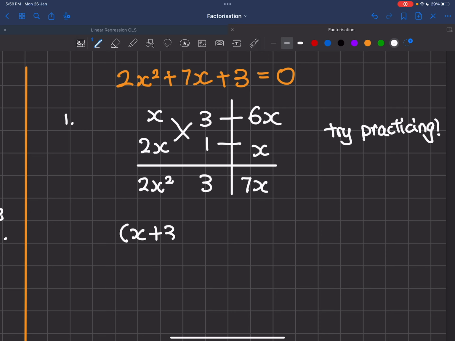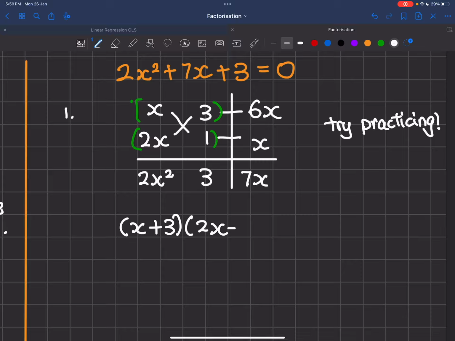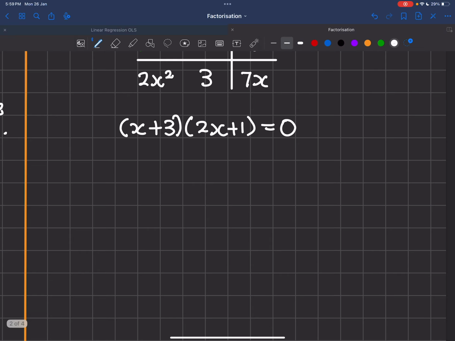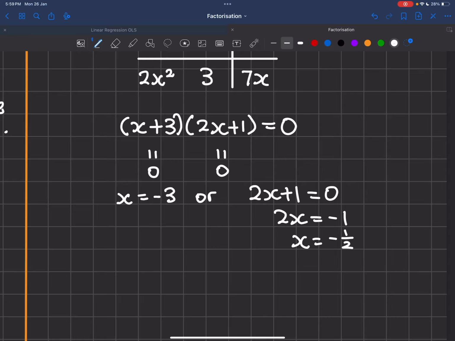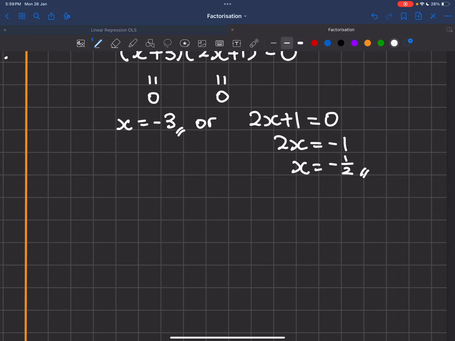So x plus 3, remember the green brackets. X plus 3, 2x plus 1 equals 0. This has to be equal to 0, or this has to be equal to 0. So what are our two values of x? X can either be negative 3, or 2x plus 1 needs to be equal to 0. So 2x needs to be equal to negative 1, x is negative half. So we have our two values, x is negative 3 or x is negative half.